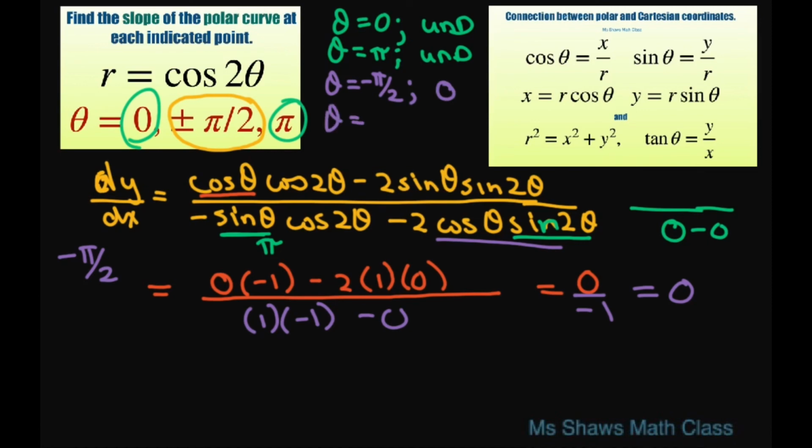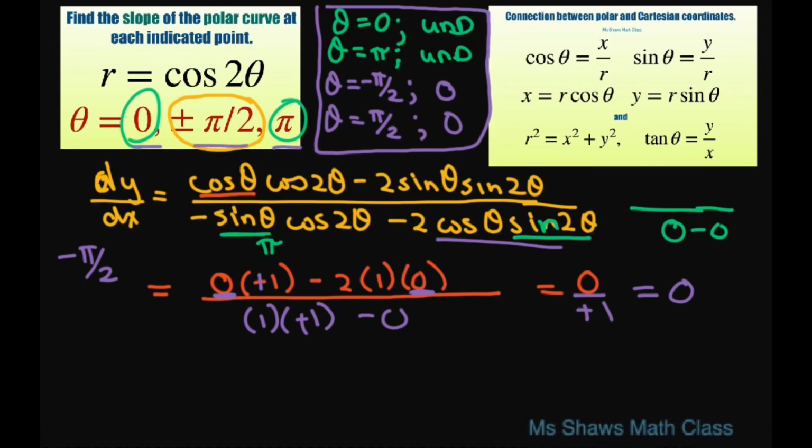Now at theta equals pi divided by 2, we're going to get 1 and negative 1, I believe. But anyway, we're going to get 0 because you're still going to have 2 zeros here. And in the denominator, you're just going to get 1. So this is also 0. So there are your answers to the 4 slopes you need at these points: 2 undefined and 2 at 0. Thank you. Have a nice day. Bye-bye.